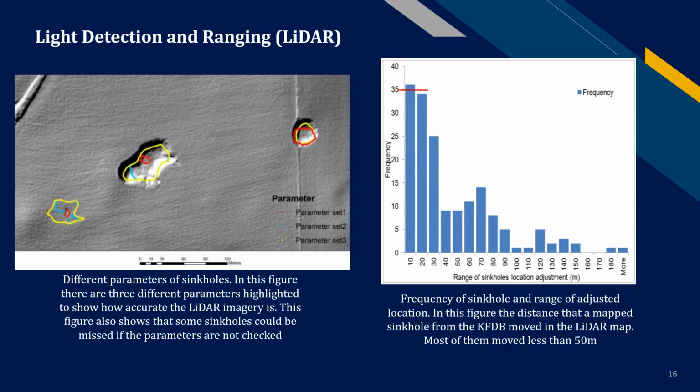This over here is the frequency, your y-axis, and your x-axis is the difference of the adjustment that they had to do from the LiDAR information.